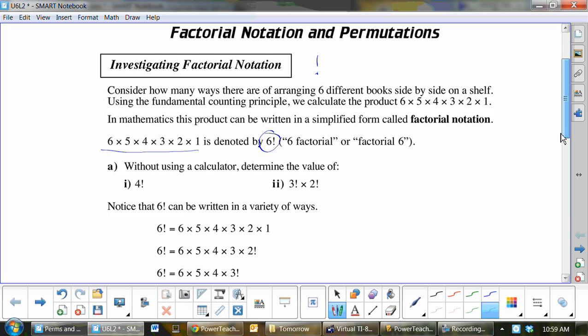Okay? So whatever number I give you, 3 factorial means 3 times 2 times 1. 4 factorial means 4 times 3 times 2 times 1. So you can put either one in your calculator. One is just more time sensitive.